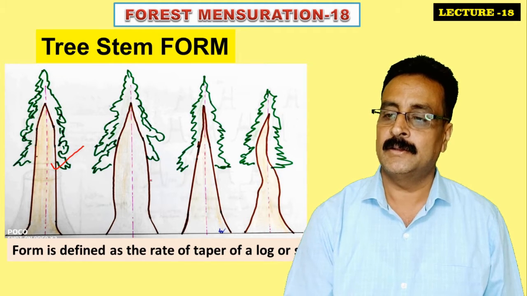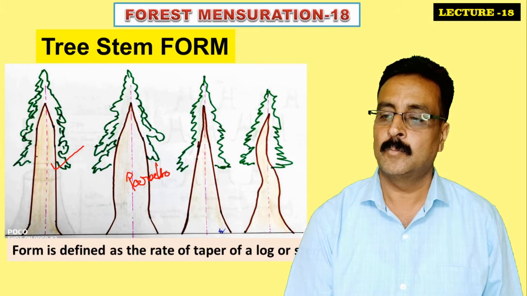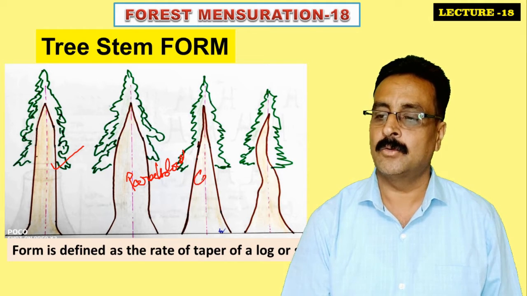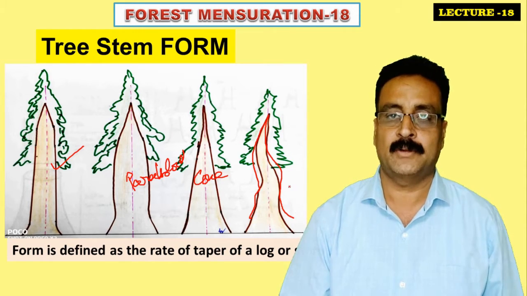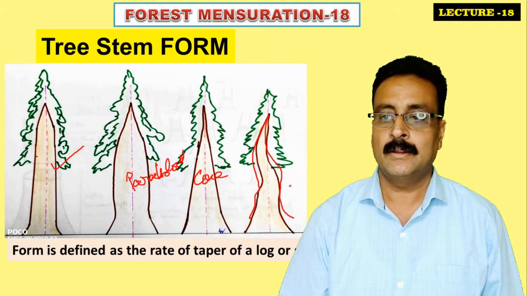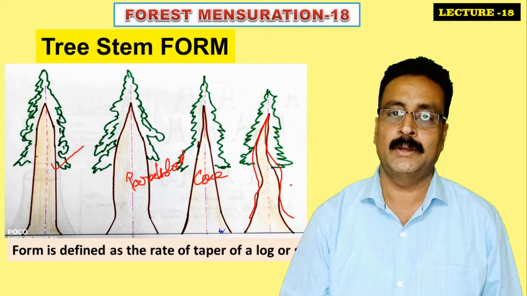Here a bit cylindrical. Here you can see it is a paraboloid. Here it is like a cone. So it is here irregular, you can see. There are different forms of a tree, different shapes of a tree. So here we'll learn about the tree stem form because this will help us to calculate the volume.